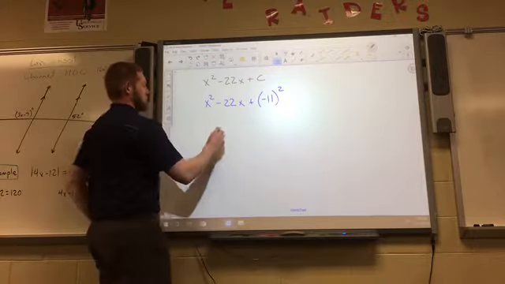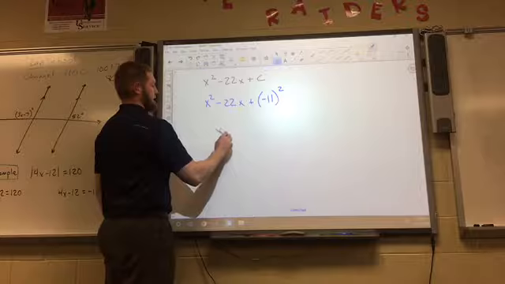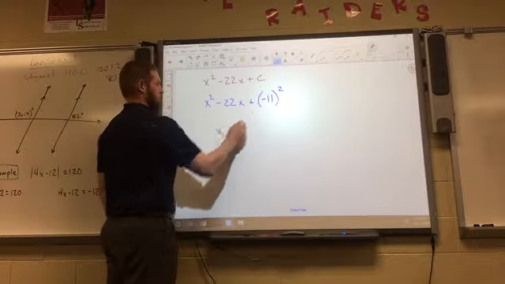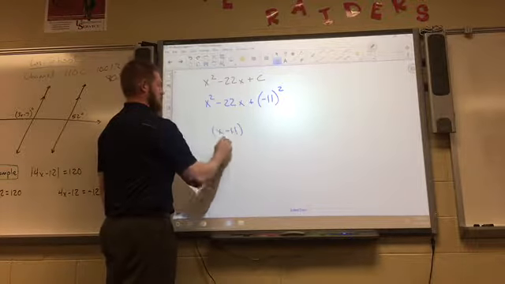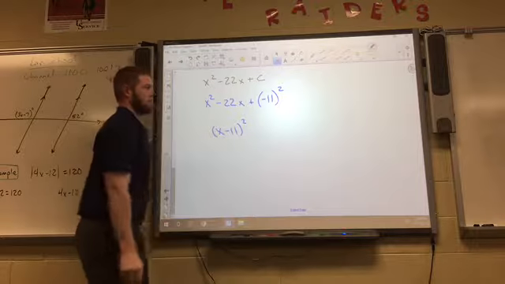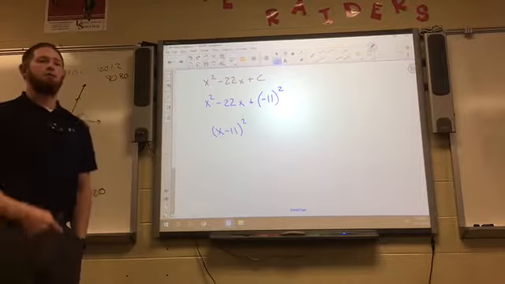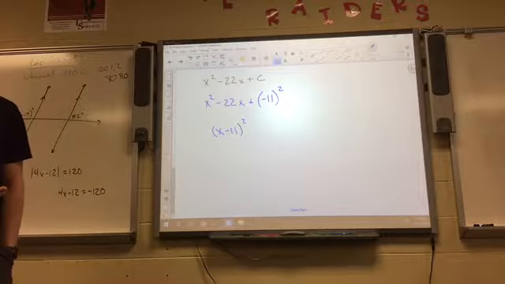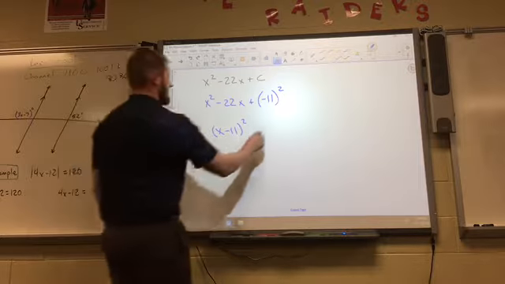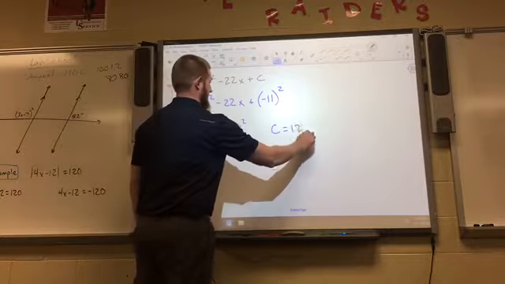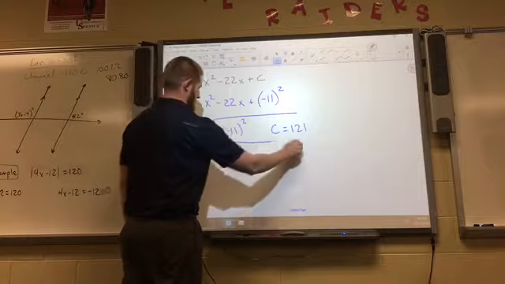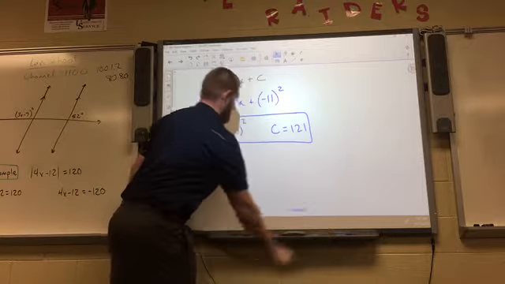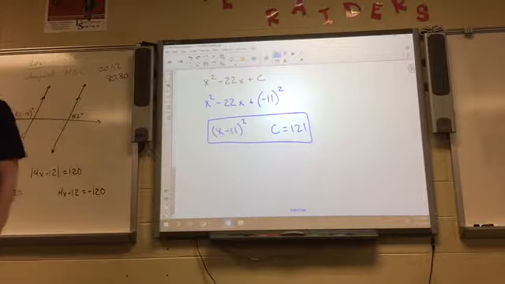Yeah. Okay. So my factored answer is going to be x minus 11 squared. Now, if they happen to ask you for the c value, it's not negative 11 though, right? C is equal to 121, correct? So just be aware of that. That's something that does trip some people up.